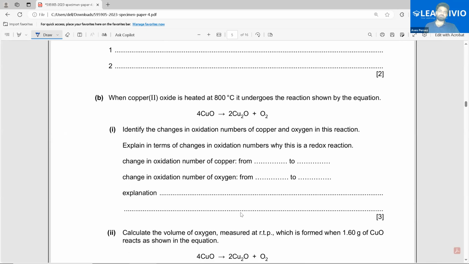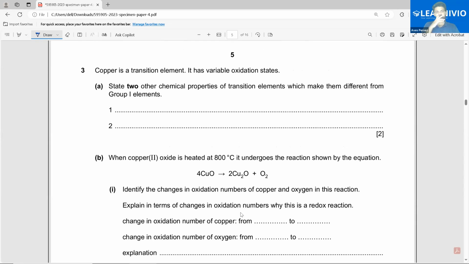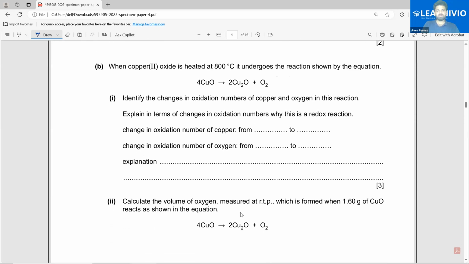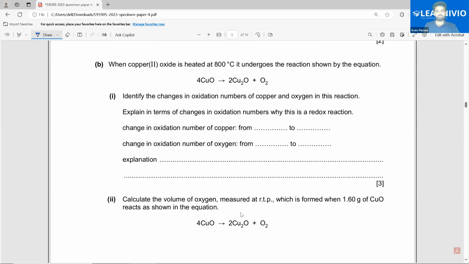When copper(II) oxide is heated at 800 degrees Celsius, it undergoes a reaction. Copper is a transition metal with variable oxidation states, which makes its chemical reactions different from group one elements. This is the reaction when you are heating copper oxide. Identify the change in oxidation number of copper and oxygen in this reaction.